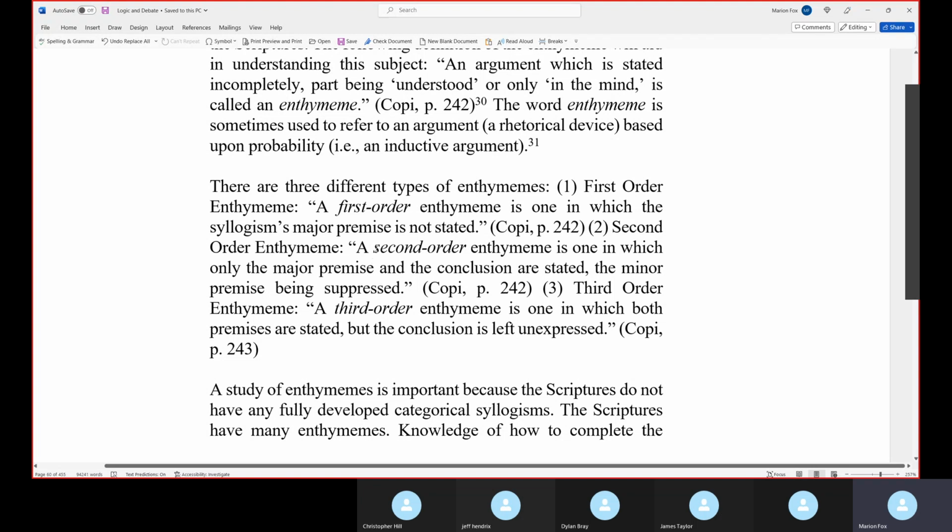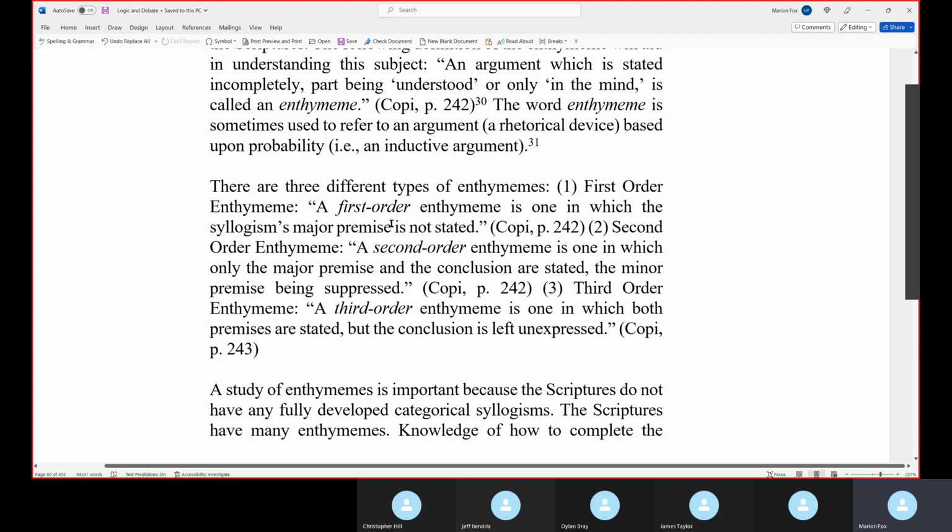Of course, the conclusion has the minor term and the major term, and the major premise has the middle term and the major term. So the minor premise has the minor term, which is in the conclusion, and the middle term, which is in the major premise, so we can reconstruct it.